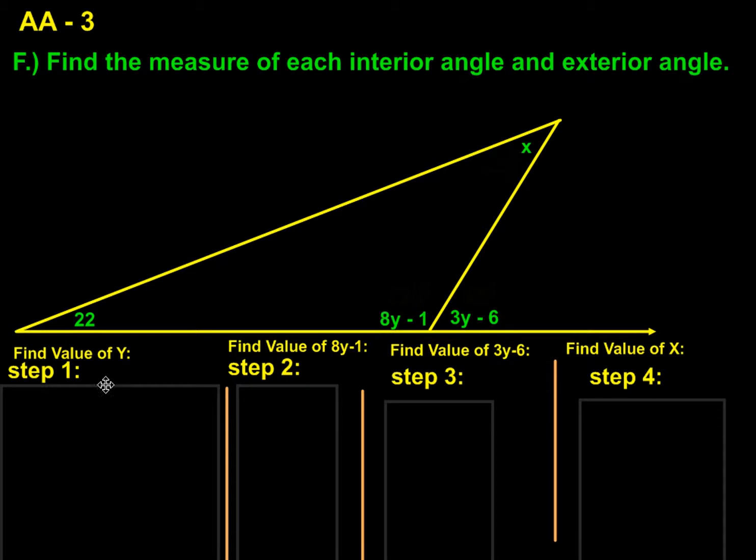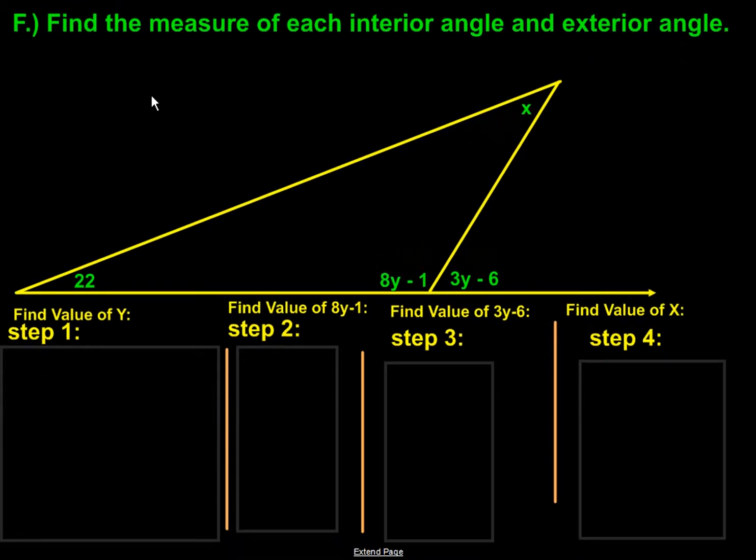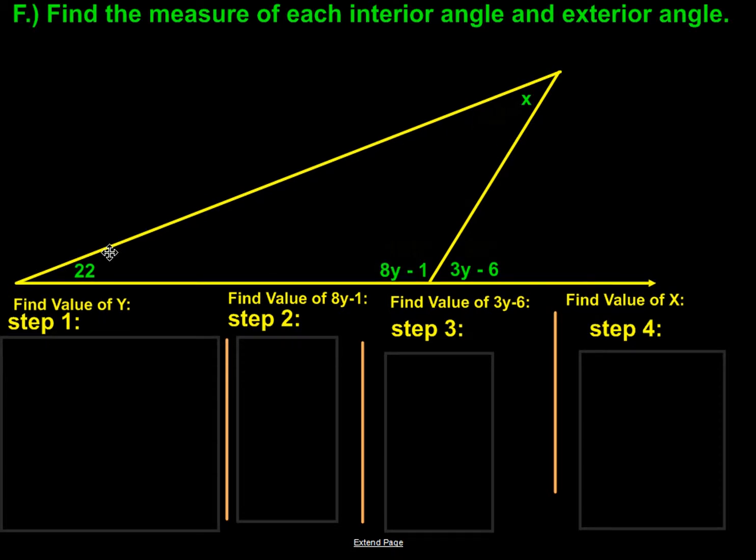Moving on to F. Find the measure of each interior angle and exterior angle. So as I scan through here, in this case I see supplementary angles. I can put these together. I know that the total, even though I don't know what each of them is, has to be 180. So I could put these together, make them equal to 180, and solve for y. And that's what I'll do.